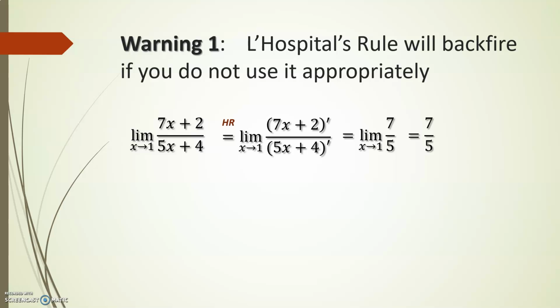However, keep in mind this limit is actually wrong, because if we had done direct substitution from the start, we would have had 1. Keep in mind L'Hopital's rule can only be applied if a 0 over 0 or an infinity over infinity form is obtained from the onset, which was not the case here.